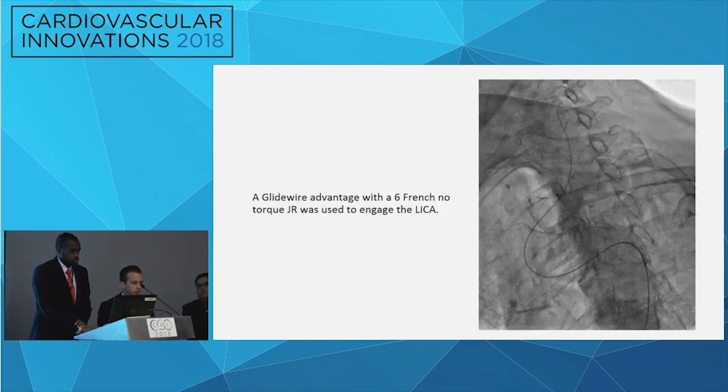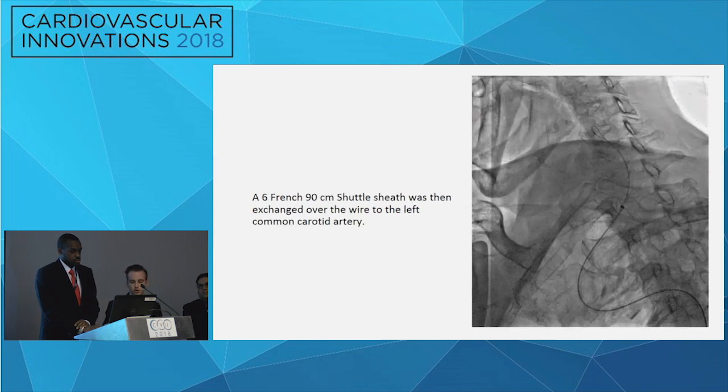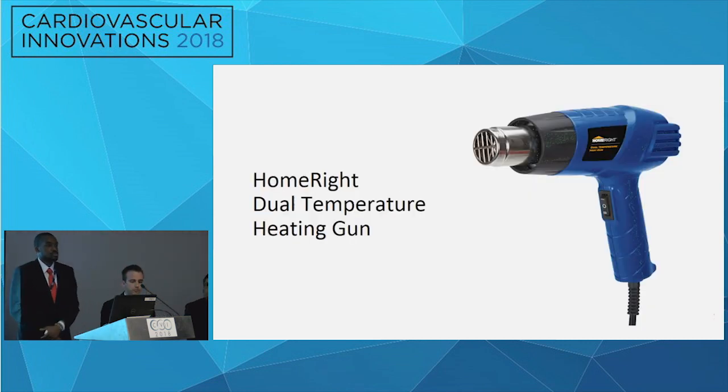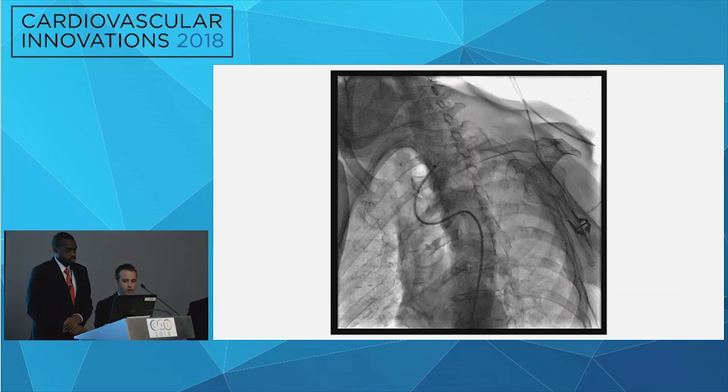So a glide wire advantage, no torque, Judkins right, 6 French, was used to engage the LICA, and the shuttle sheath was exchanged over it and into position in the left common carotid. In order to facilitate that particular entry of the shuttle sheath, prior to inserting it, it was bent into shape using the bent shuttle sheath technique by Dr. Ansari, using this dual temperature heating gun. And this is inside the patient, but that shows roughly the shape that the shuttle sheath was bent into prior to entry.